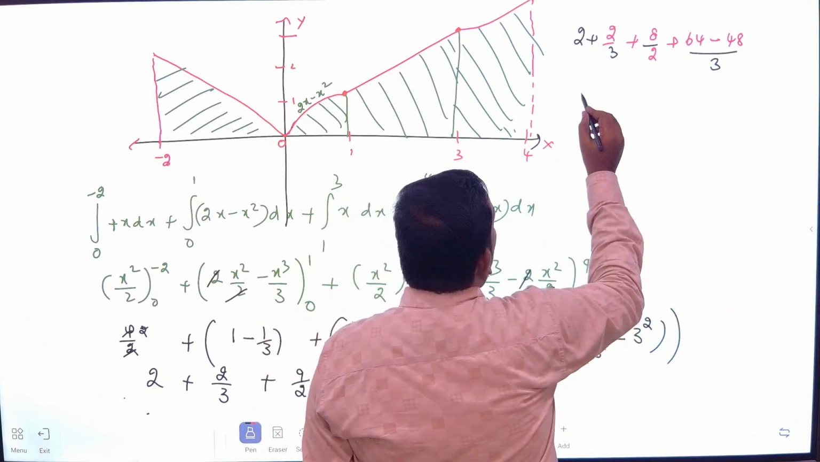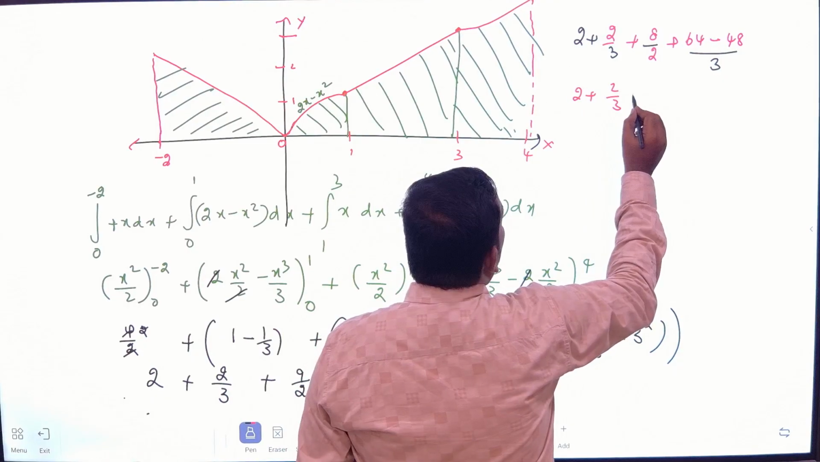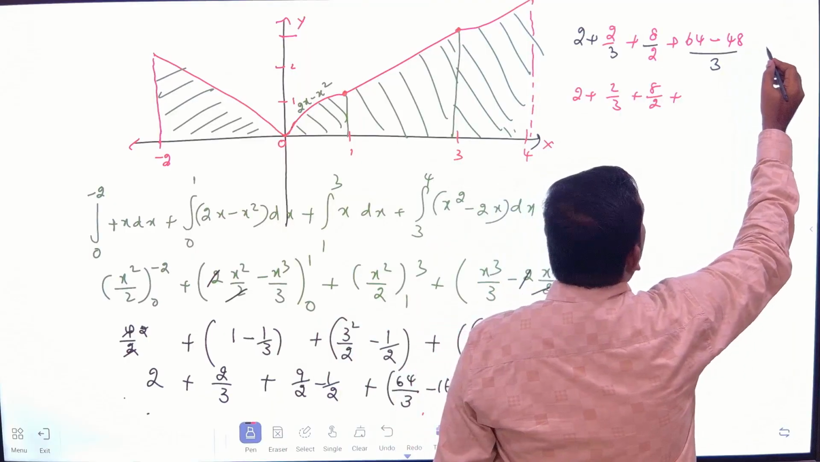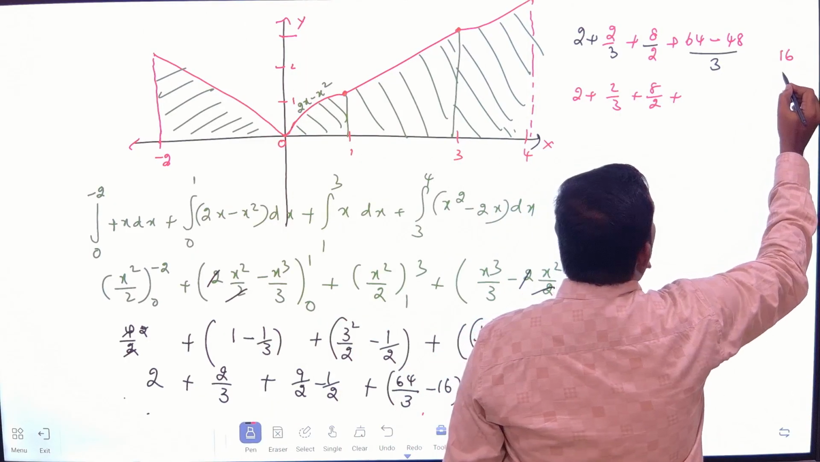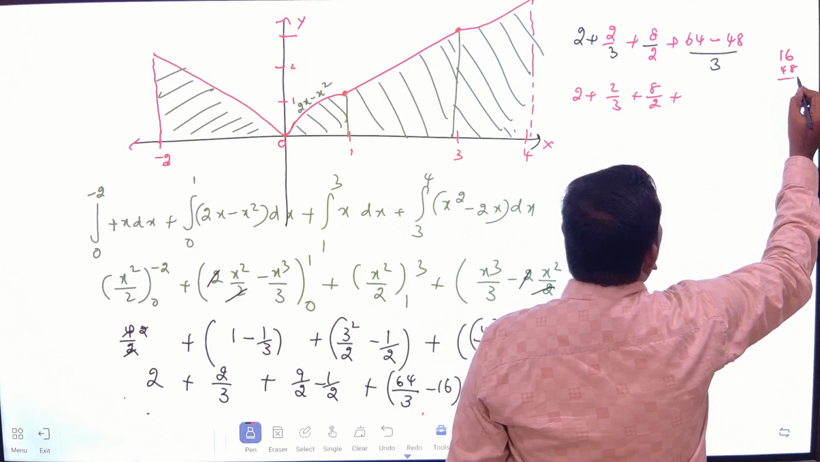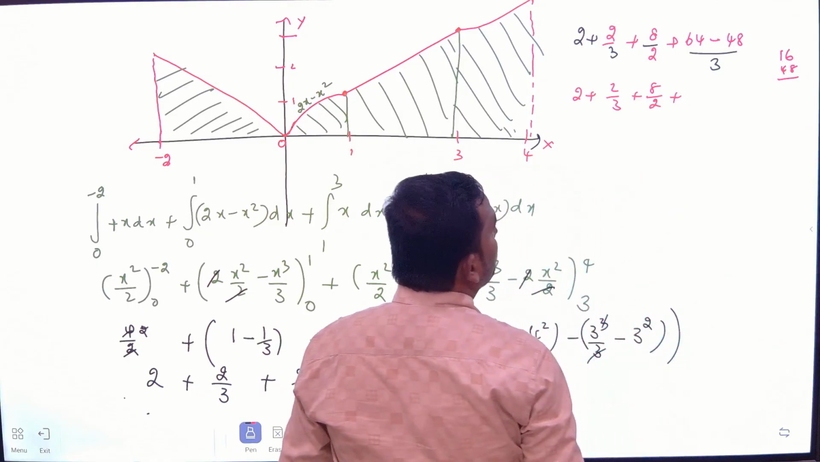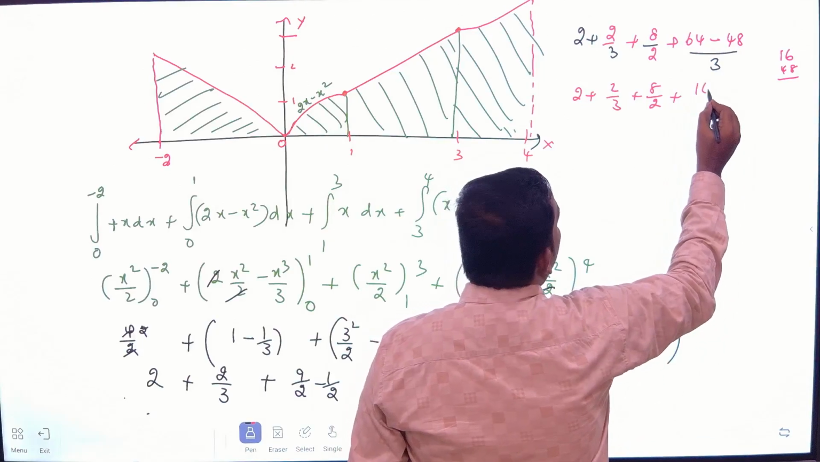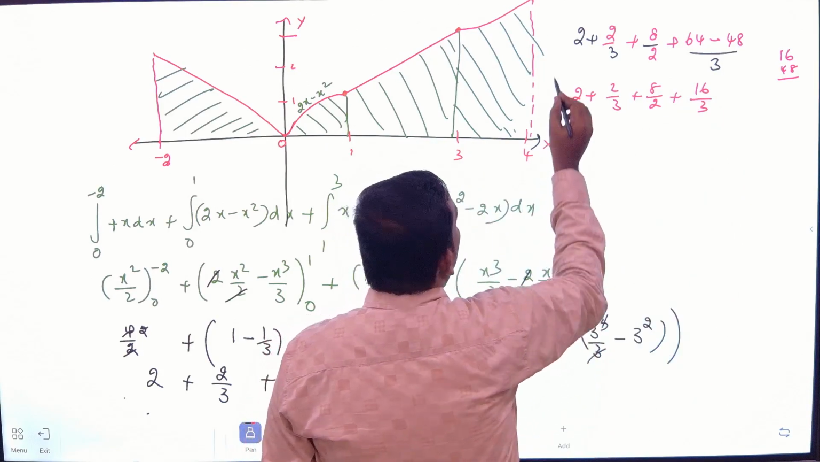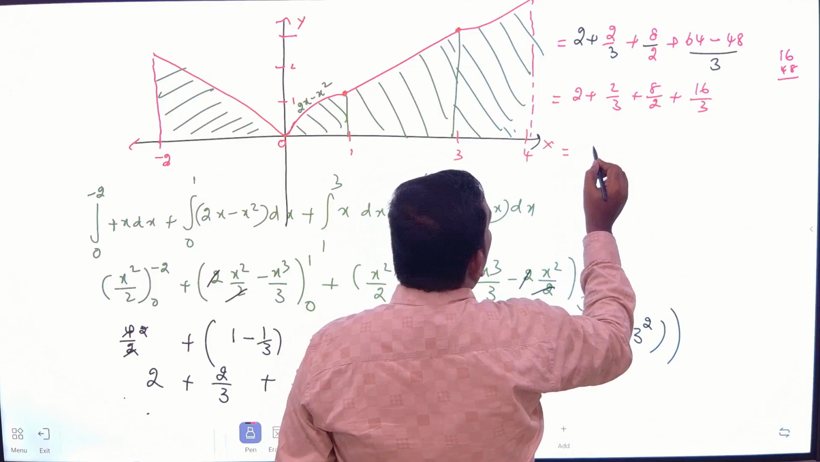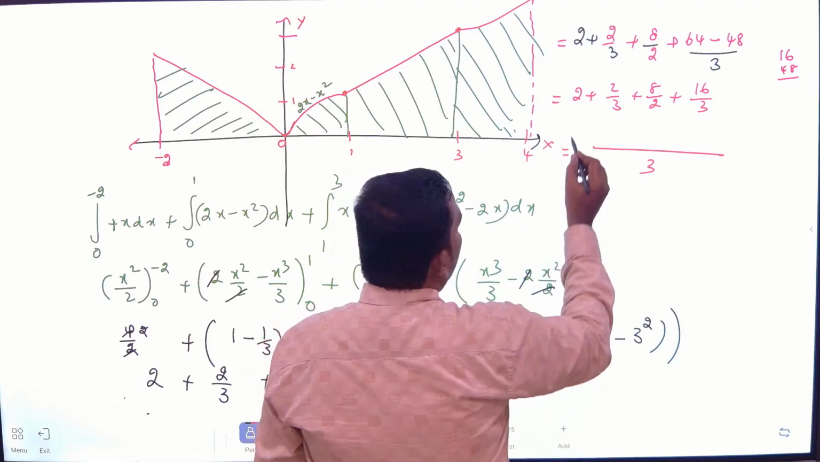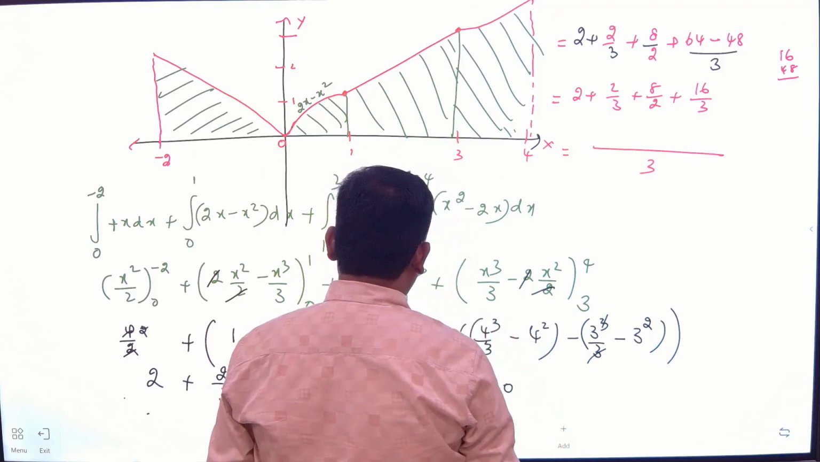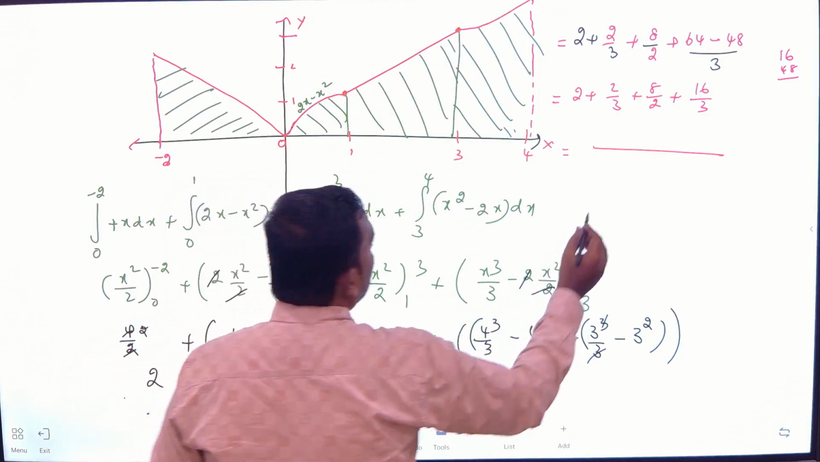So what is there here? 2 plus 2 by 3 plus 8 by 2 plus this is 64 minus 48, 16, right? 16 by 3. Now you can calculate quickly. So you can take the LCM 3, or 6 you can take. Better you take 6, right? 6 you can take.